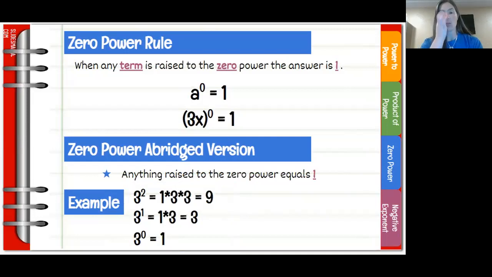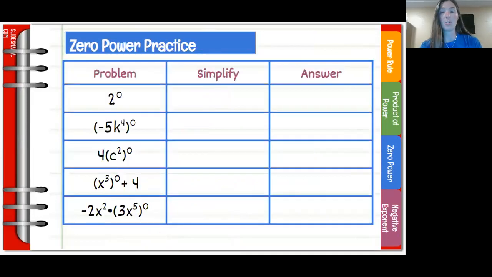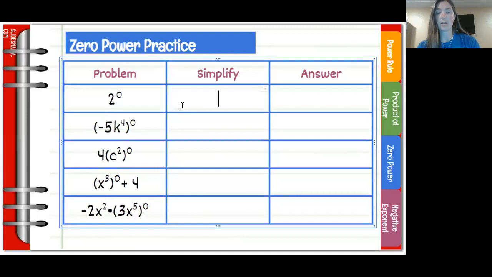Let's go ahead and look at our practice problems, and notice that we want to simplify and then give an answer. Most of these are going to be pretty simple. Here, if I do 2 to the zero power, we can't really simplify anything. The simplified form would be 1, and the answer would be 1, okay?